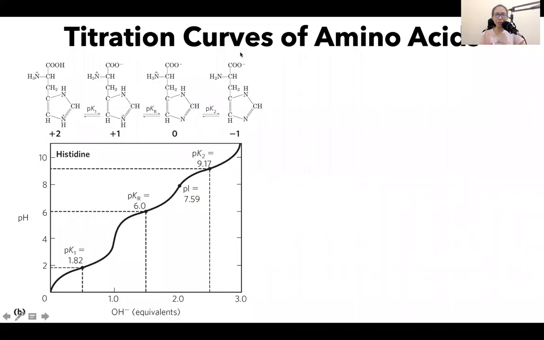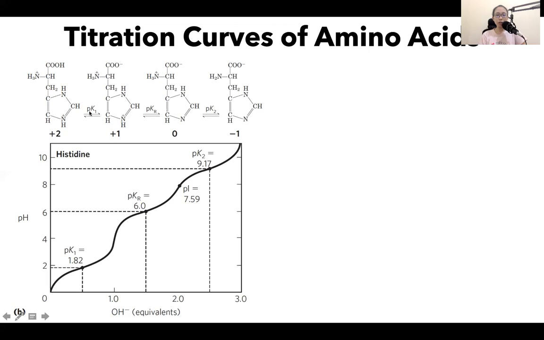Let's try to interpret one last titration curve. This time, this is for histidine. So we start again with the fully protonated form of histidine. Its side chain has this functional group. One of the nitrogen atoms in this cyclic chain can accept a proton. So you have the proton there. The net charge of the molecule is +2.